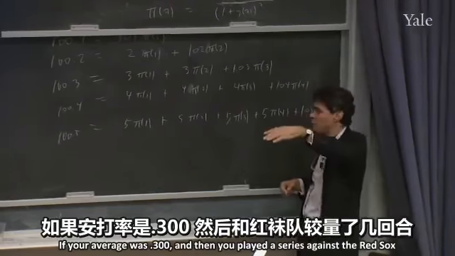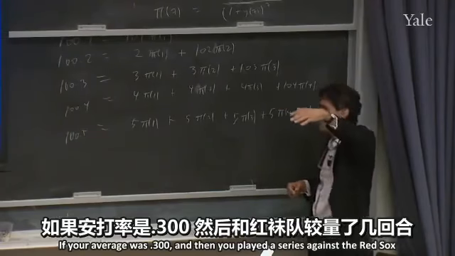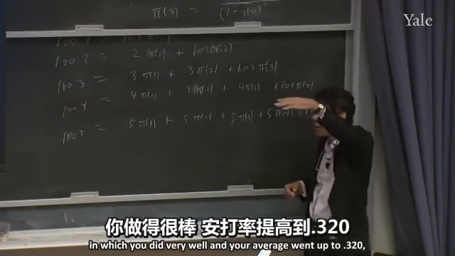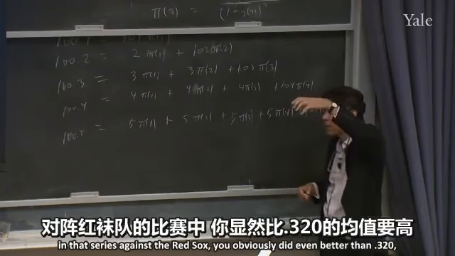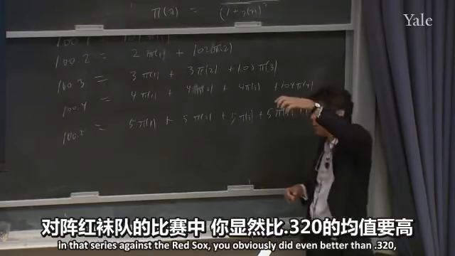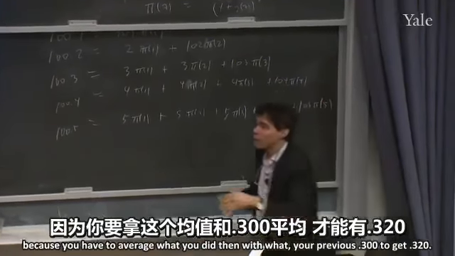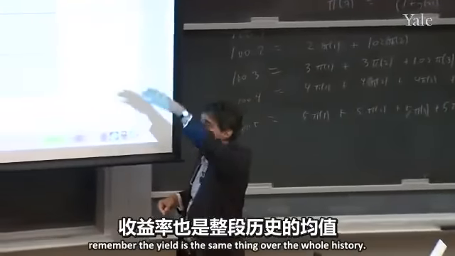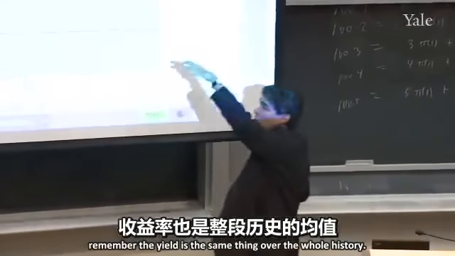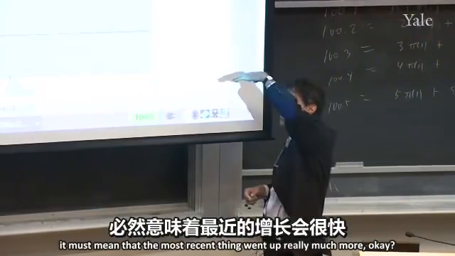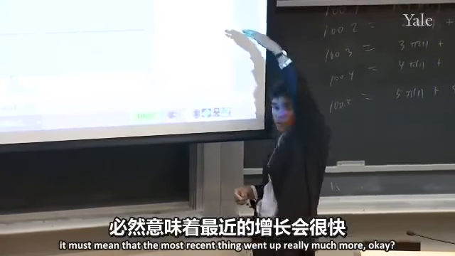If your average was 300 and then you played a series against the Red Sox in which you did very well and your average went up to 320, in that series against the Red Sox you obviously did even better than 320, because you had to average what you did then with your previous 300 to get 320. So if the average is going up, remember the yield is the same thing over the whole history. If when you take a longer history the average has gone up, it must mean that the most recent thing went up really much more.